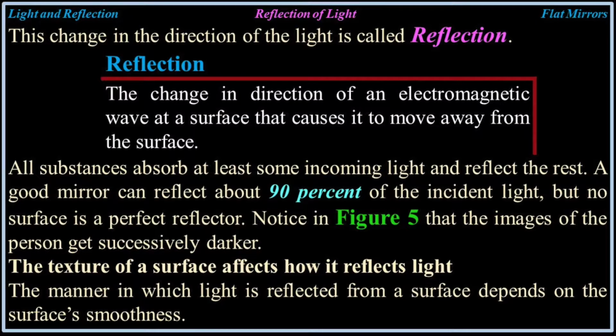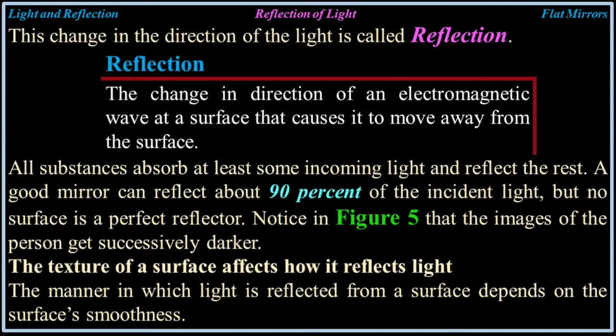This change in the direction of light is called reflection. Reflection: the change in direction of an electromagnetic wave at a surface that causes it to move away from the surface. All substances absorb at least some incoming light and reflect the rest. A good mirror can reflect about 90% of the incident light, but no surface is a perfect reflector.